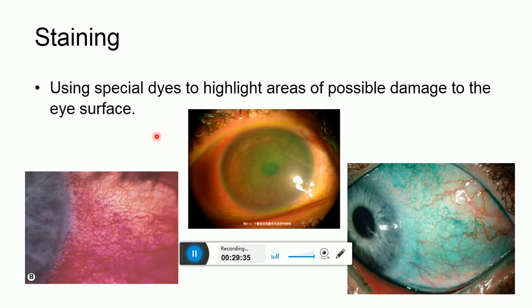Tear meniscometry is a technique to quantify the height and thus the volume of the lower lid meniscus. Impression cytology can determine goblet cell numbers.